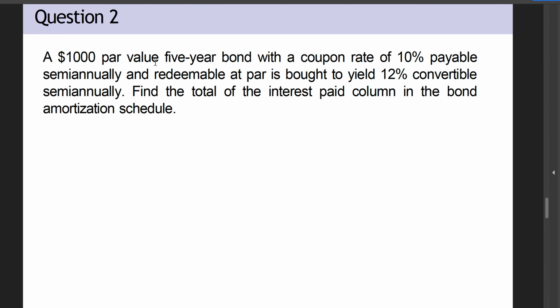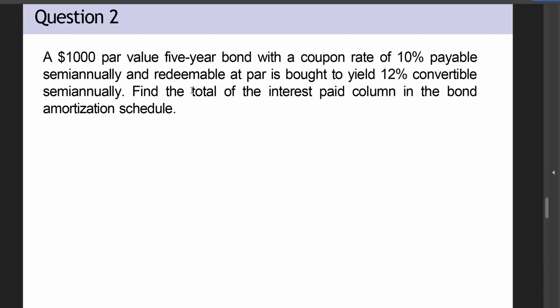In this problem, we have a 1000 par value 5-year bond, and we're given all these semi-annual rates. So instead of a 5-year bond, I'm going to treat this as a 10-period bond with a 5% coupon rate and a 6% yield. So it's a 6% yield per period and a 5% coupon rate per period. And in this case, a period is just a period of 6 months.